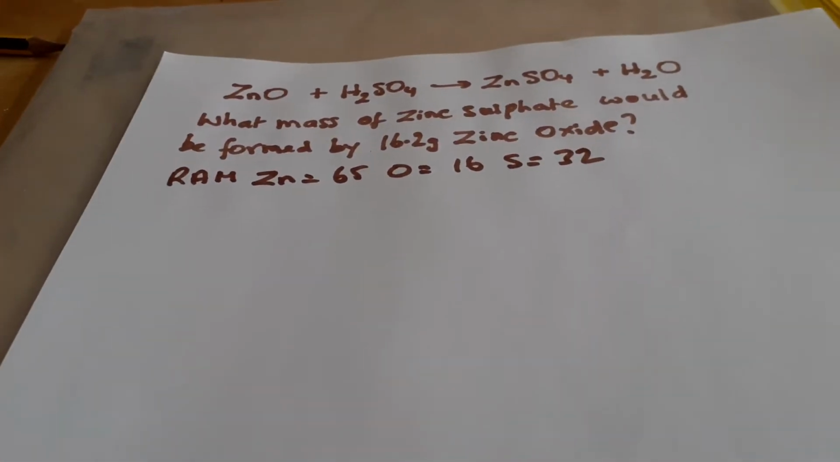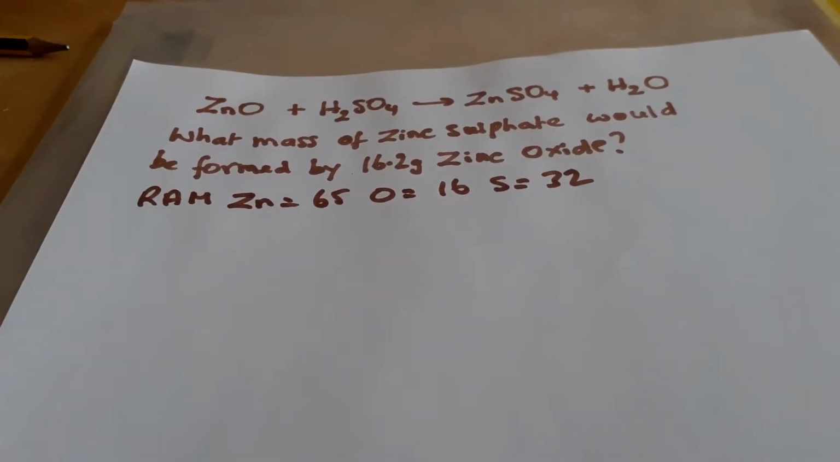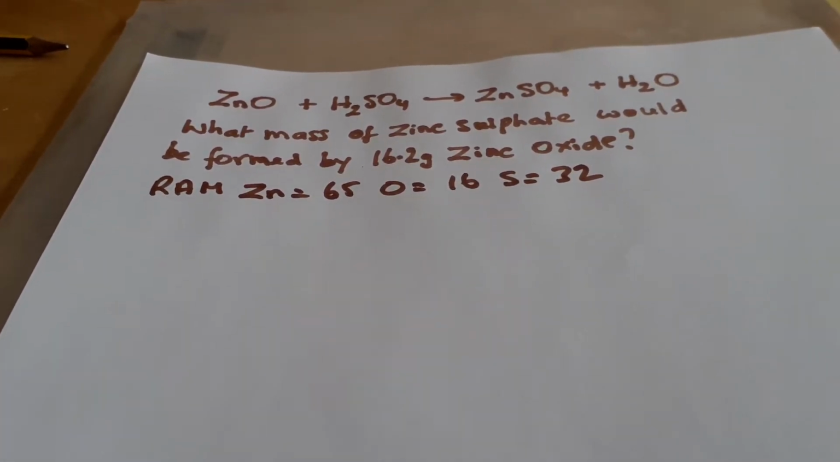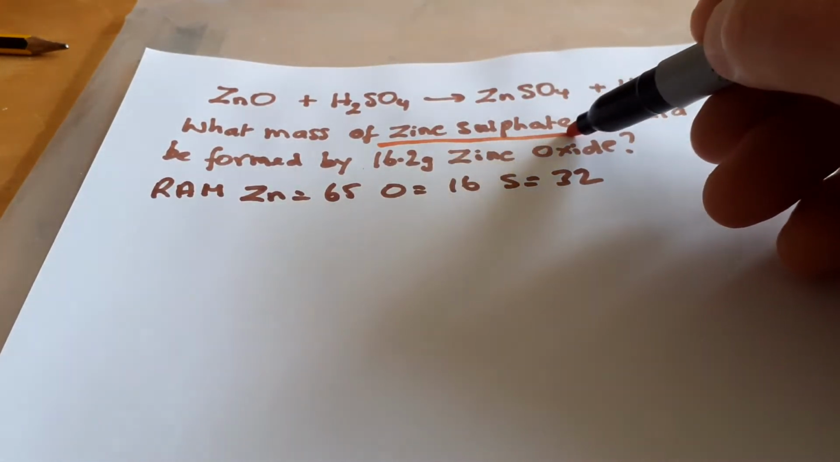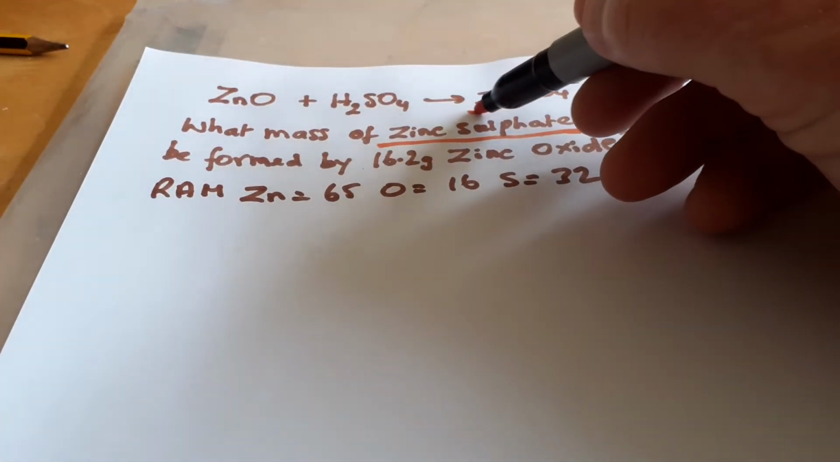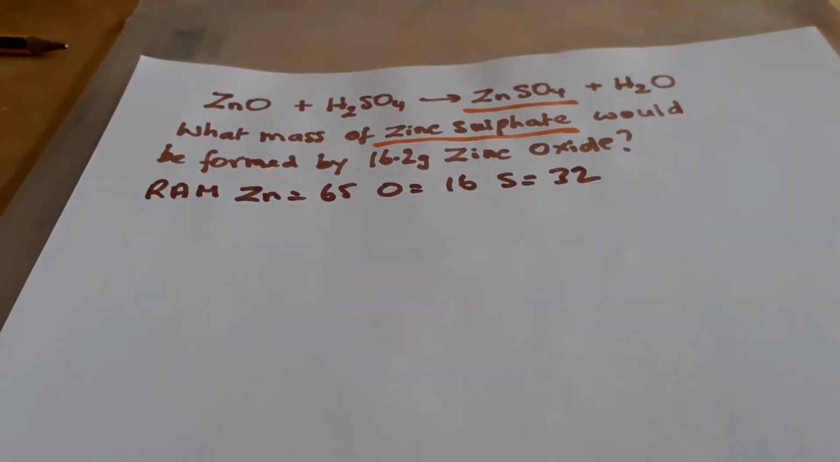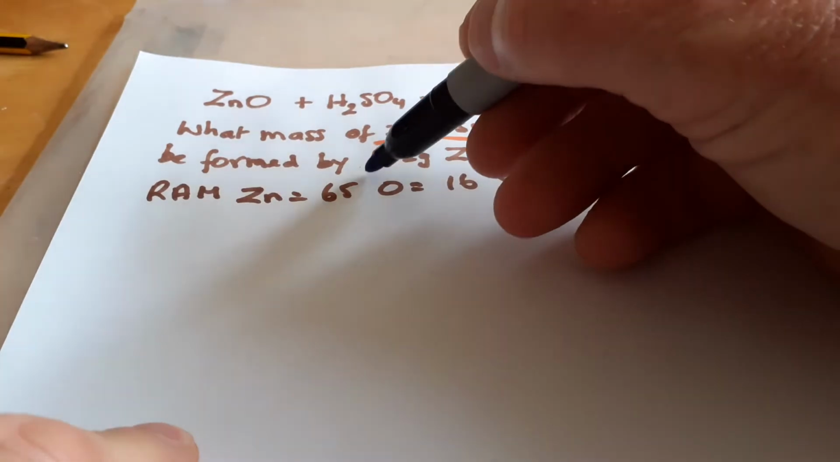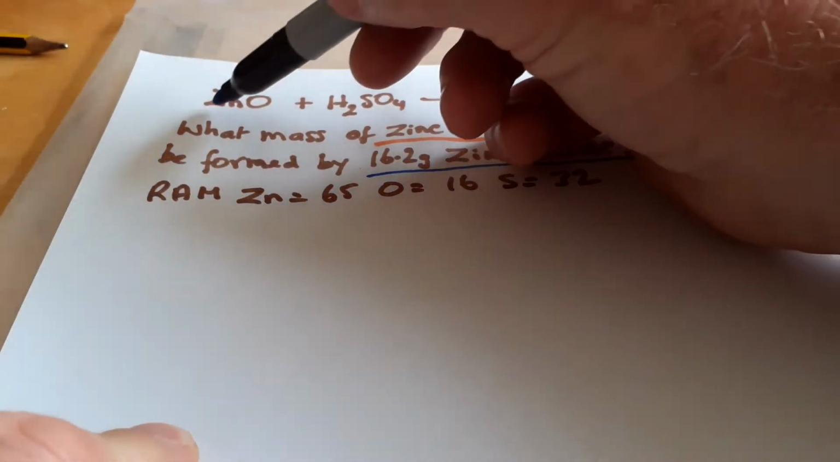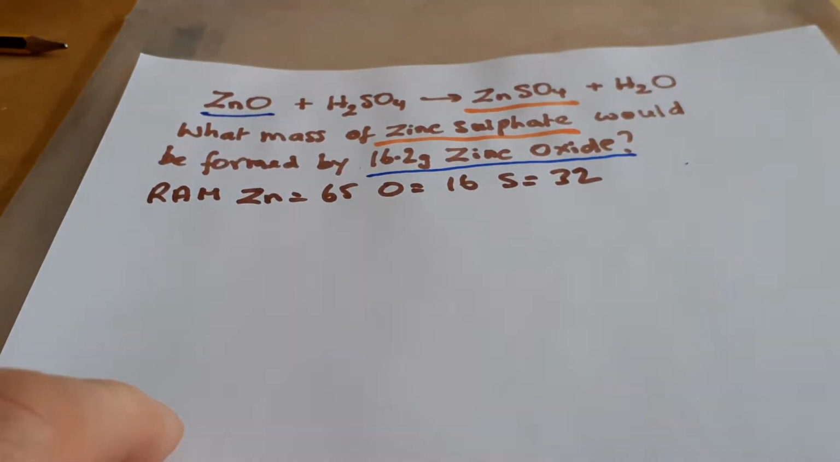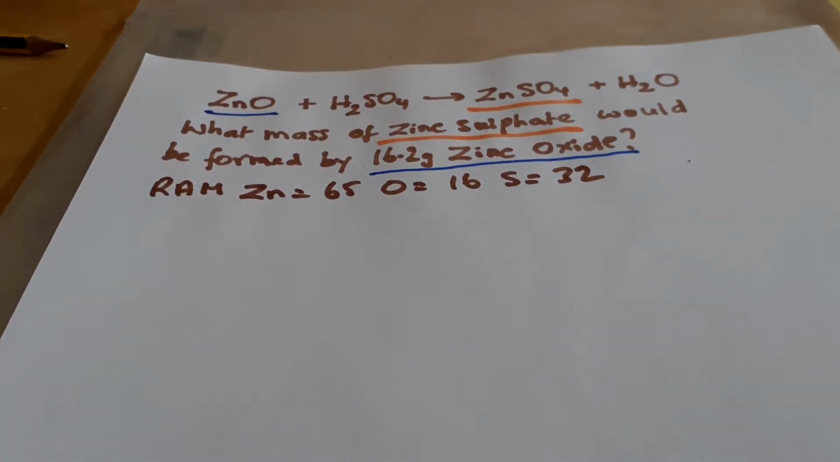So here's the question we've got. Zinc oxide reacts with sulfuric acid to form zinc sulfate and water. And straight away it says, what mass of zinc sulfate? So that's your product that you've got to find. Will be formed from 16.2 grams of zinc oxide. So there's our reactant.